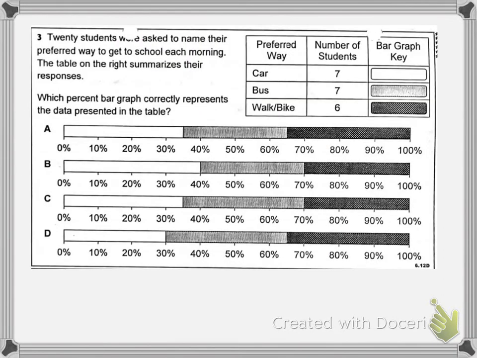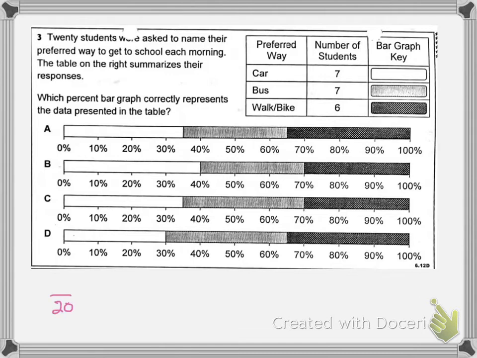Number 3, 20 students were asked to name their preferred way to get to school each morning. The table on the right summarizes their responses. So which percent bar graph correctly represents the data represented in the students? So it says that 20 students, so that means the total is 20.